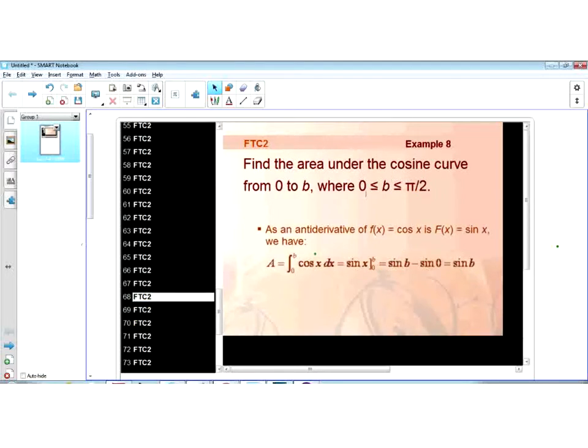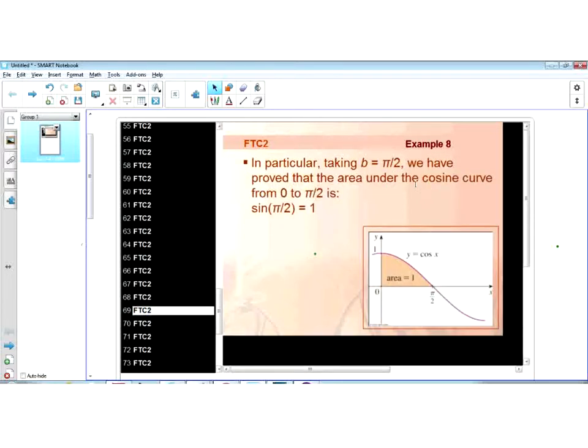Find the area under the cosine curve from 0 to b, where b is between 0 and pi over 2. So again, set up the integral. The antiderivative of cosine x is sine x, so it'll be sine b minus sine 0, which is sine b. And of course, b being pi halves, that would just be 1. So area is equal to 1. Okay, so that validates that.